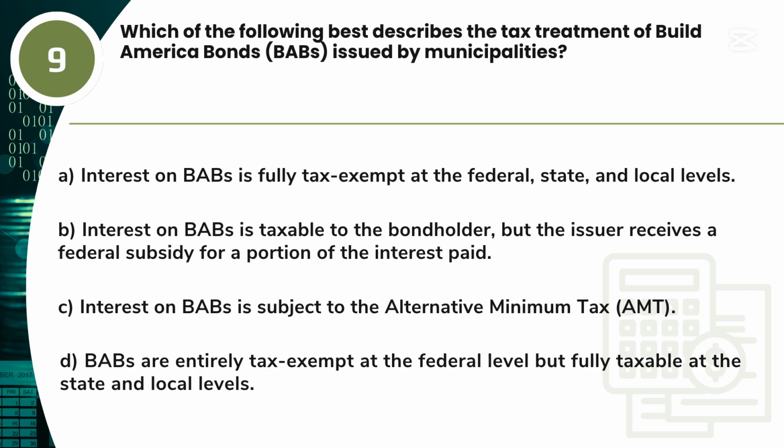Question 9. Which of the following best describes the tax treatment of Build America bonds, BABs, issued by municipalities? A. Interest on BABs is fully tax-exempt at the federal, state, and local levels. B. Interest on BABs is taxable to the bondholder, but the issuer receives a federal subsidy for a portion of the interest paid. C. Interest on BABs is subject to the Alternative Minimum Tax, AMT. D. BABs are entirely tax-exempt at the federal level but fully taxable at the state and local levels.